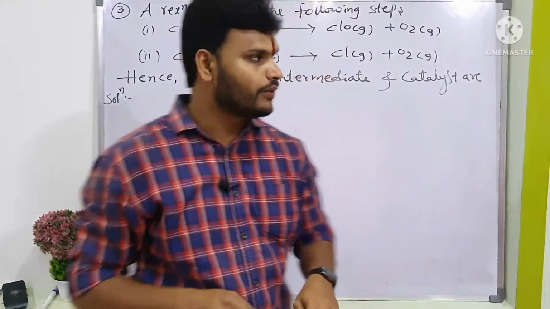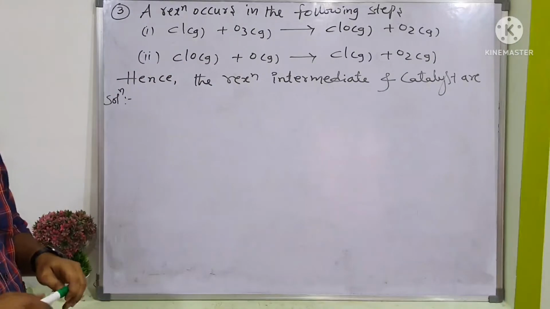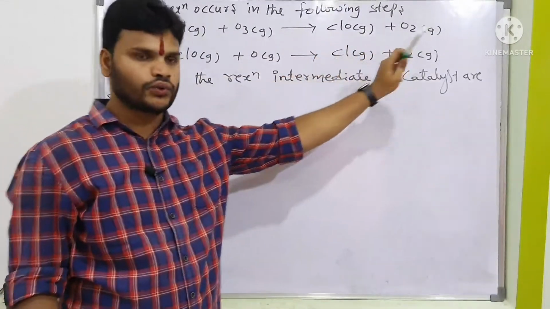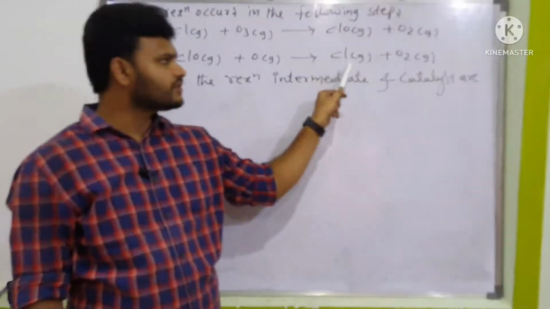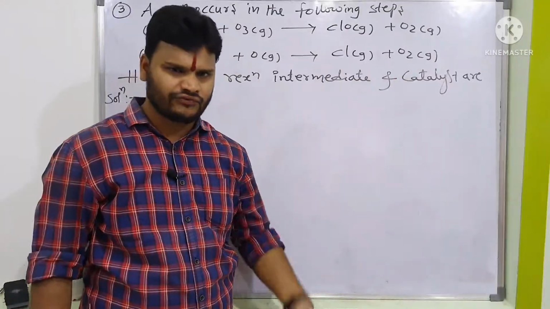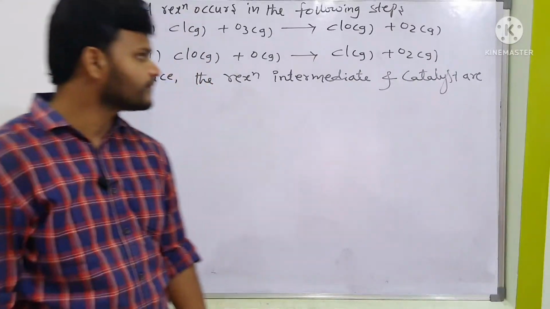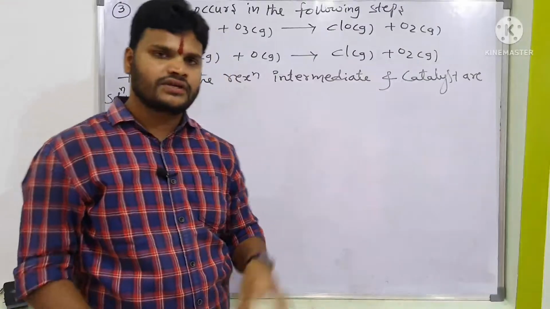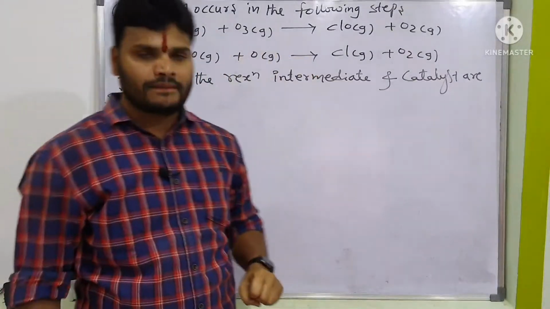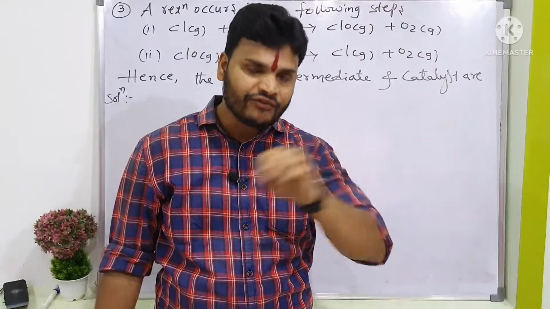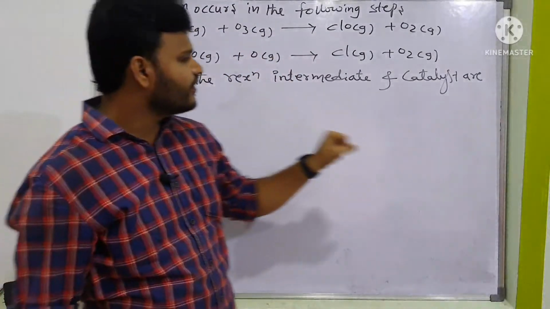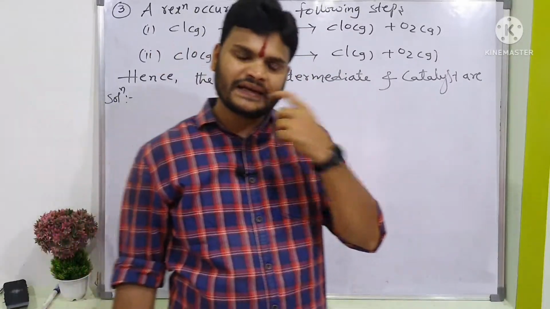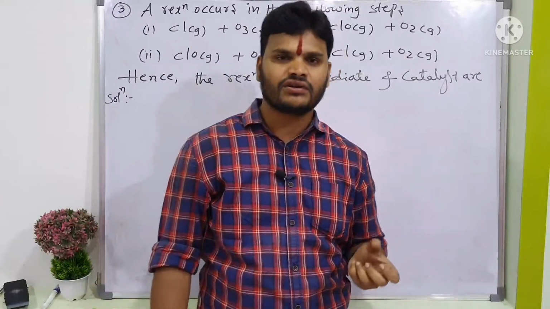Okay students, next problem. A reaction occurs in the following steps. First step, Cl plus O3 gives rise to ClO plus O2. Second step, ClO plus O gives rise to Cl plus O2. इधर G बोले तो phase, gaseous phase, gas state. Next, hence the reaction intermediate and catalyst. So इधर steps दिया, mechanism 2 steps दिया. क्या find out करना? Intermediate find out करना, catalyst find out करना. So आपको एक small doubt आते हैं, सर intermediate catalyst दोनों कैसा find out करना सर?